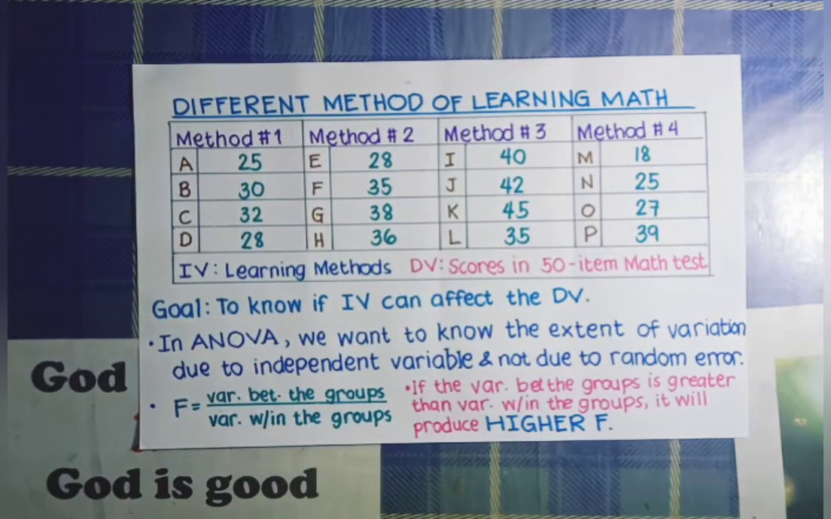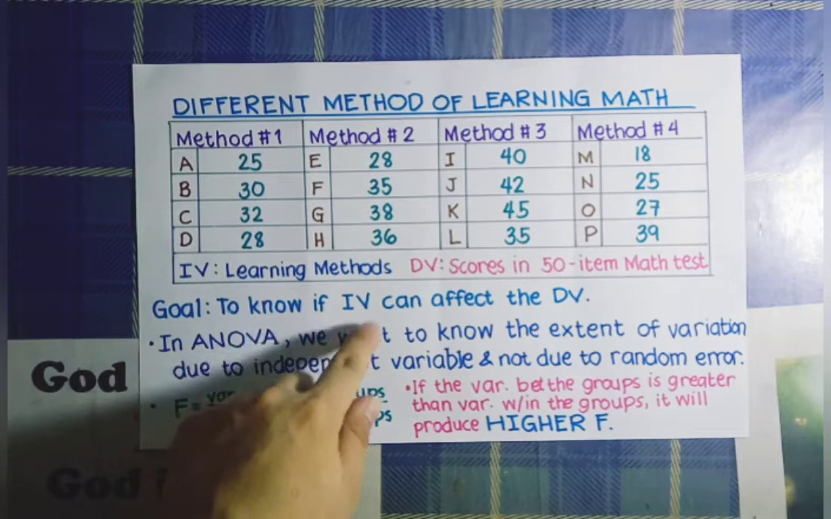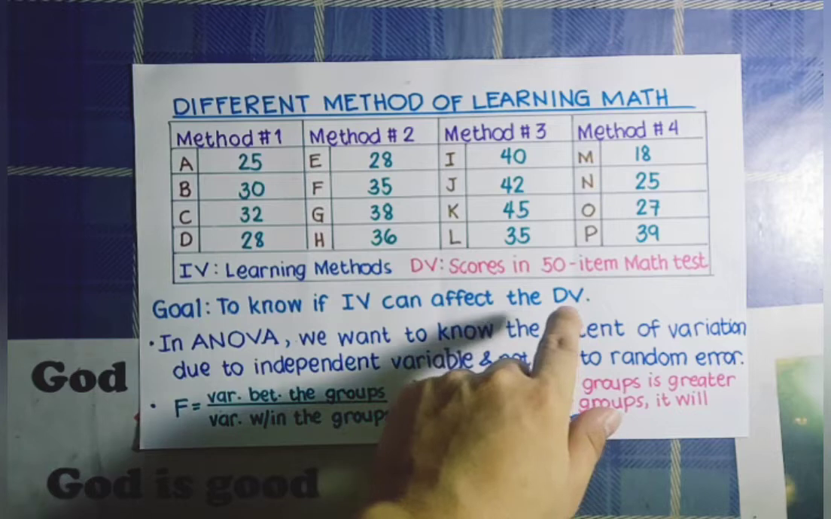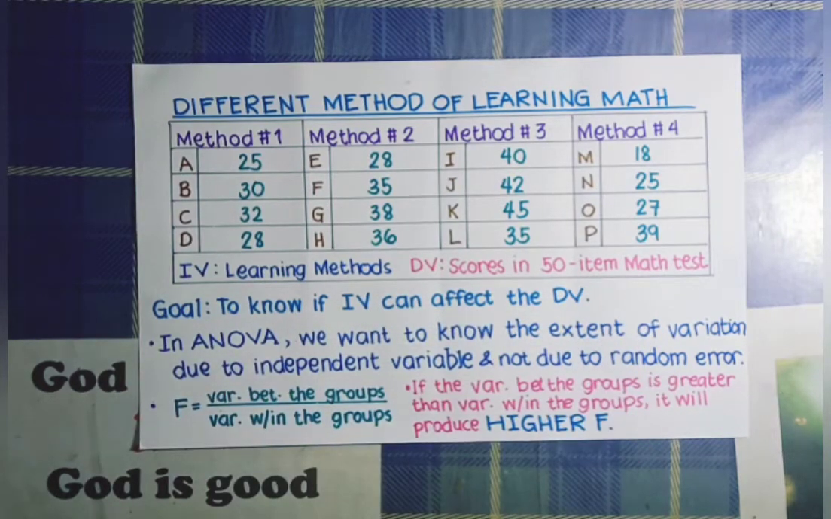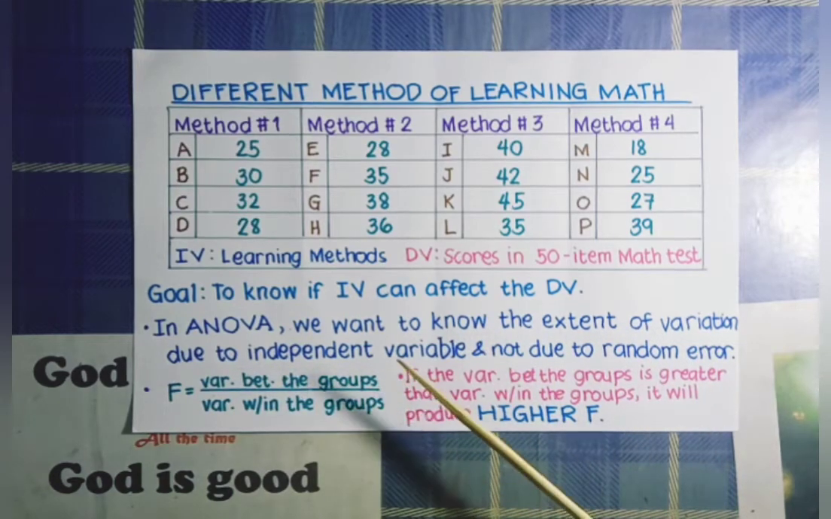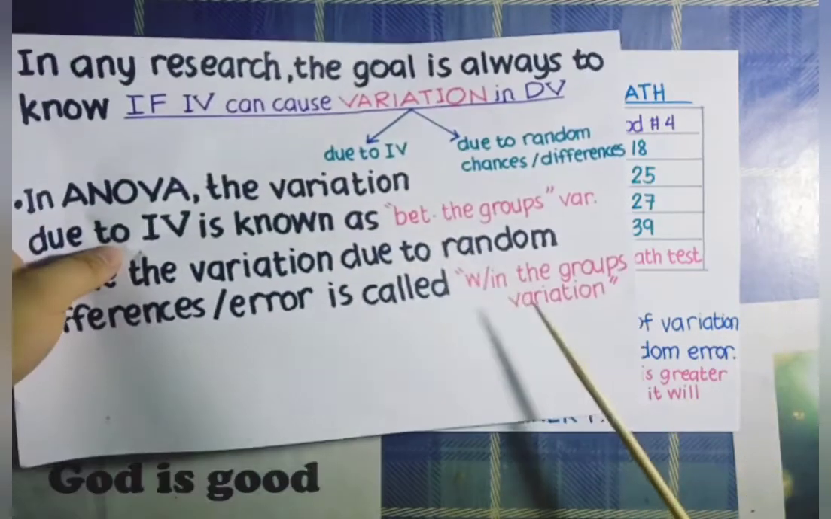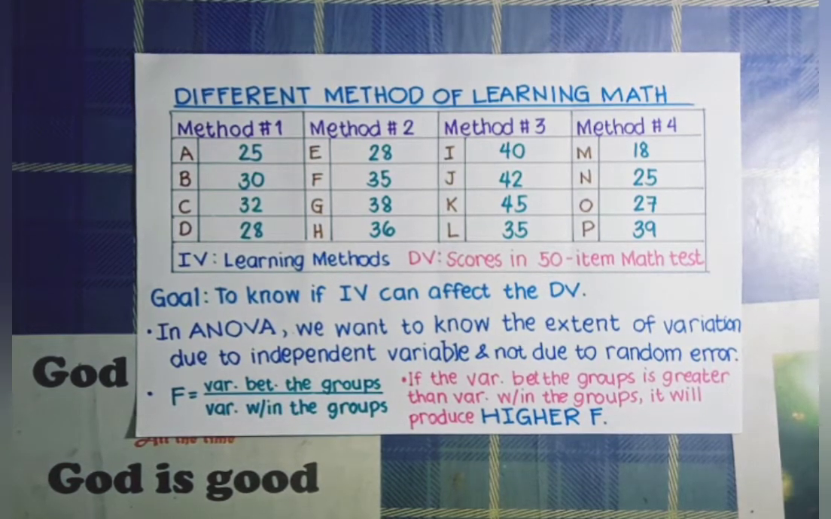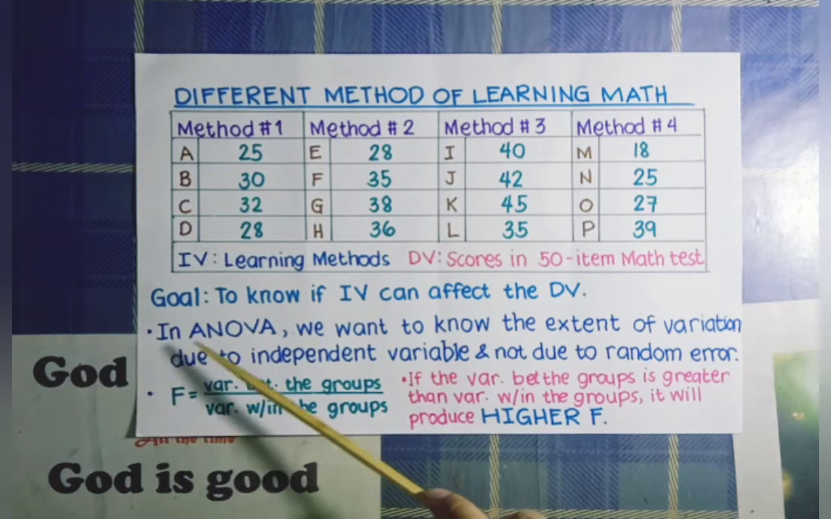So again, in research, our goal is to know if our independent variable, in this case learning methods, can affect the dependent variable, in this case the scores in the 50-item math test. Now in ANOVA, we want to know the extent of variation due to the independent variable or between the groups variation, and not due to random error or within the group's variation. And how do we do that? We can actually do that by dividing the value of variation between the groups by the value of variation within the groups. And we will have here the F value. The F value is actually the value in ANOVA.